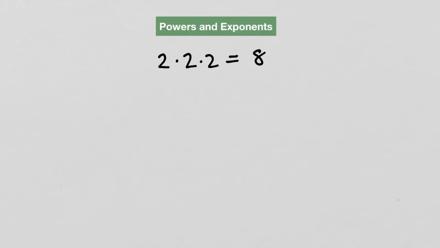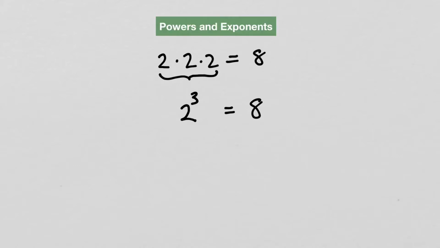Another way to represent this number is by using powers or an exponent. So it would be the number 2 raised to the power of 3, and that is equal to 8. 2 is the base number, 3 is the exponent, and 3 represents the number of 2's that are being multiplied together. So in this case, we have 3 sets of 2's being multiplied together. So the base number 2 is raised to the power of 3, which is equal to 8.